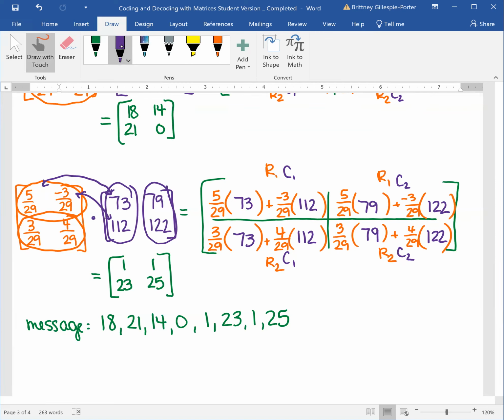So 18 gets us R, 21 is a U, 14 is an N, 0 is a space, and we get A, W, again, 1 is A, and 25 is Y. So our message is run away, run away.